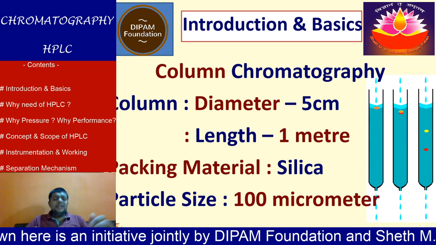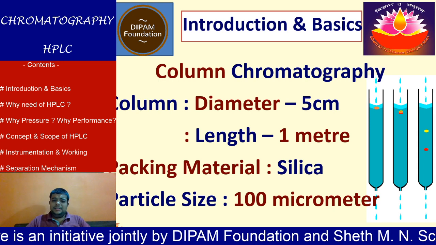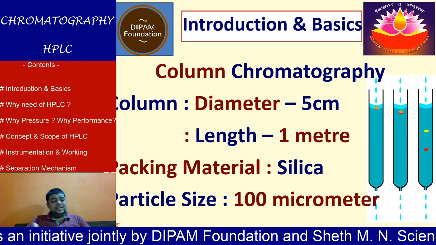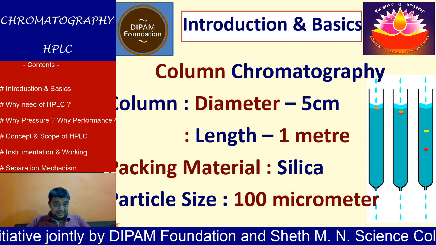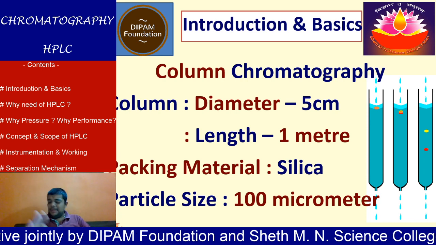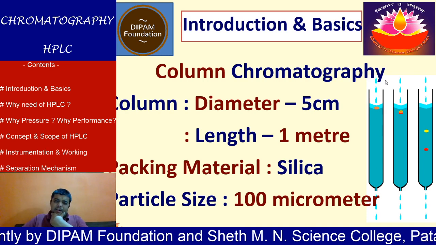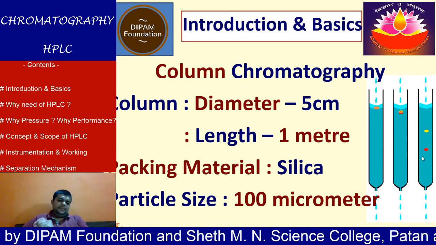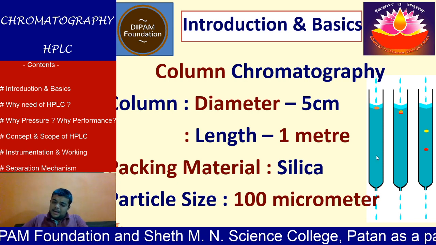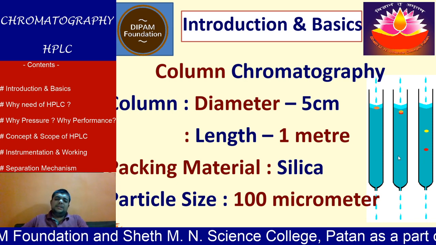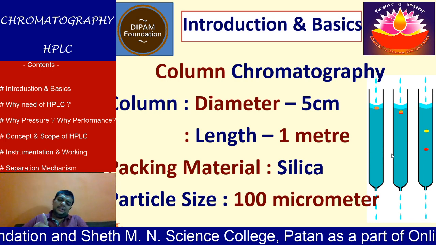On the screen, you can see some of the parameters for a column: its diameter, its length, packing material, which is fundamentally a stationary phase, and the size of the packing material. Size matters a lot. We'll come to this. But over here in a picture, you can see three columns. Mind well, they are not three different columns. These are different pictures of the same column collected at different times.